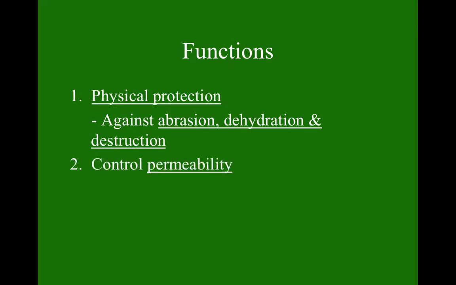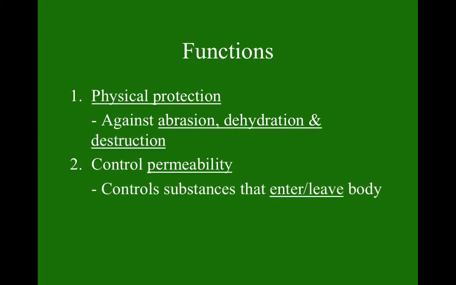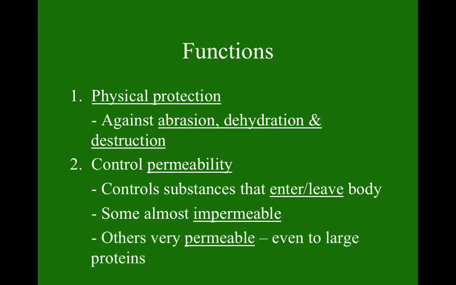Epithelial tissue also controls permeability. And we're not just talking about substances entering and leaving cells, but also entering and leaving the body. Some types of epithelia are almost impermeable, almost nothing gets through, whereas other types are very permeable, even to large proteins that normally wouldn't be able to be transported.